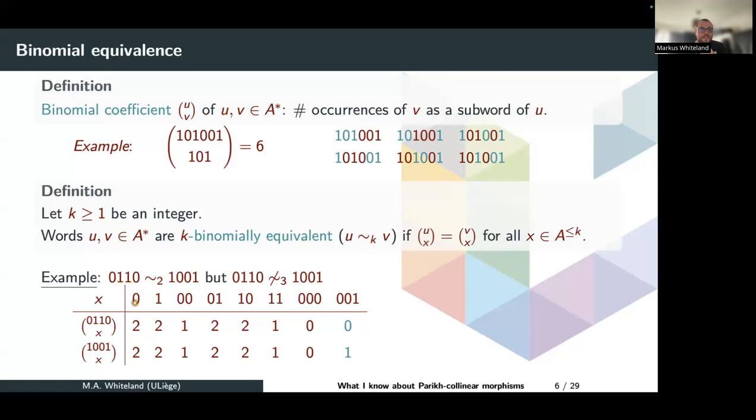You can see it from this table that for words up to length 2, they have the same number of subword occurrences, but these two words are not 3-binomially equivalent because if you look at the subword 001, there are no occurrences in the word on the left, but there's one occurrence in the word on the right.